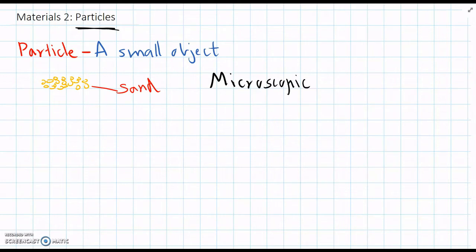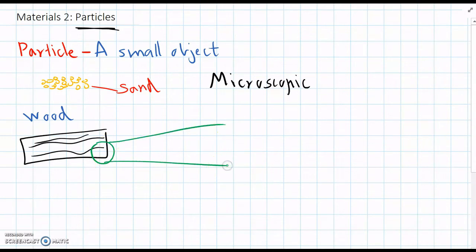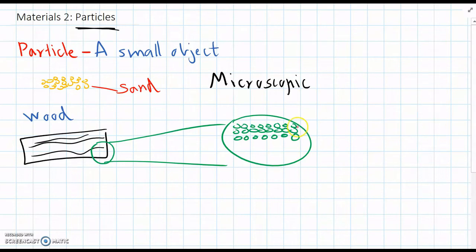So for a material like wood, if we take a piece of wood, and if we could zoom in far enough to see the particles that make it up, we would see lots of really small objects, and these are particles that make up the wood. So each one of these little circles is a particle.